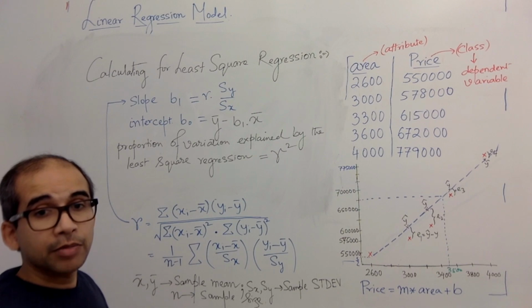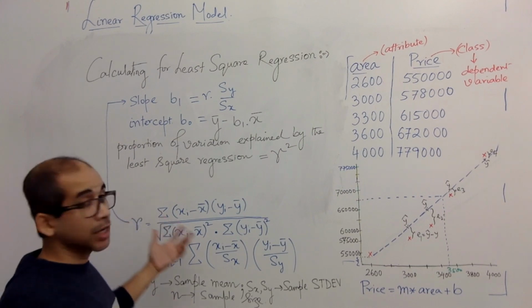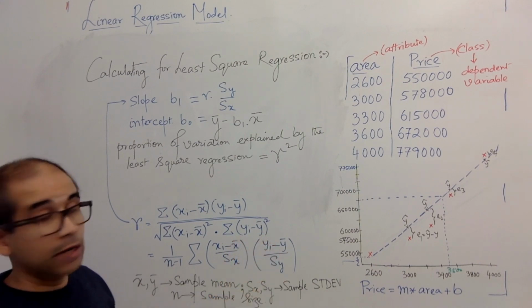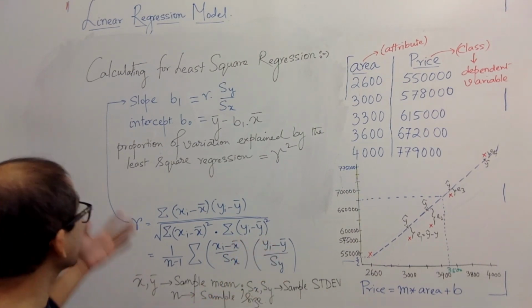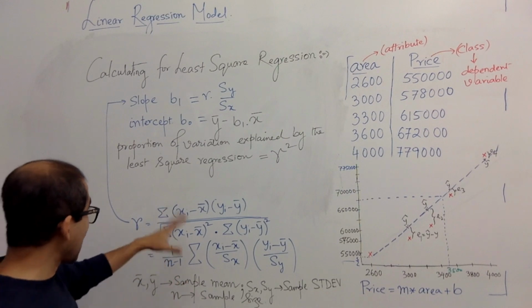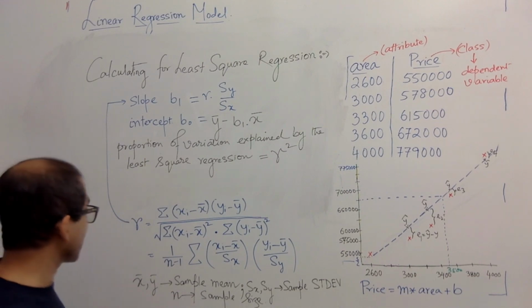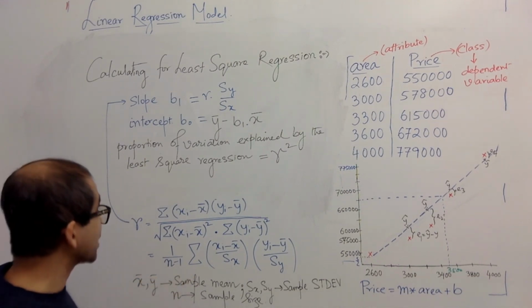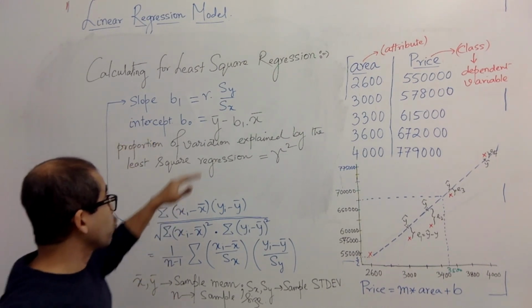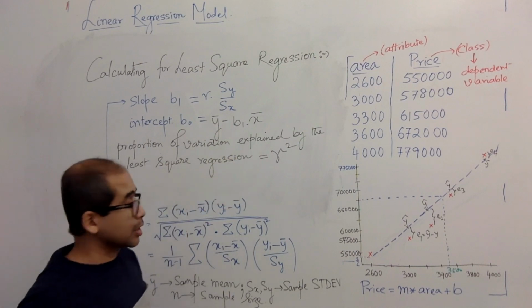Once we have calculated the correlation coefficient R and are sure that least square regression, or linear regression, is a good model for my data, I can calculate the slope B1 and intercept B0 for the least square regression. Slope B1 is calculated by R times Sy divided by Sx, where Sy and Sx are the sample standard deviations, and we calculate the intercept B0 from Y bar minus B1 times X bar, where Y bar and X bar are the sample means.